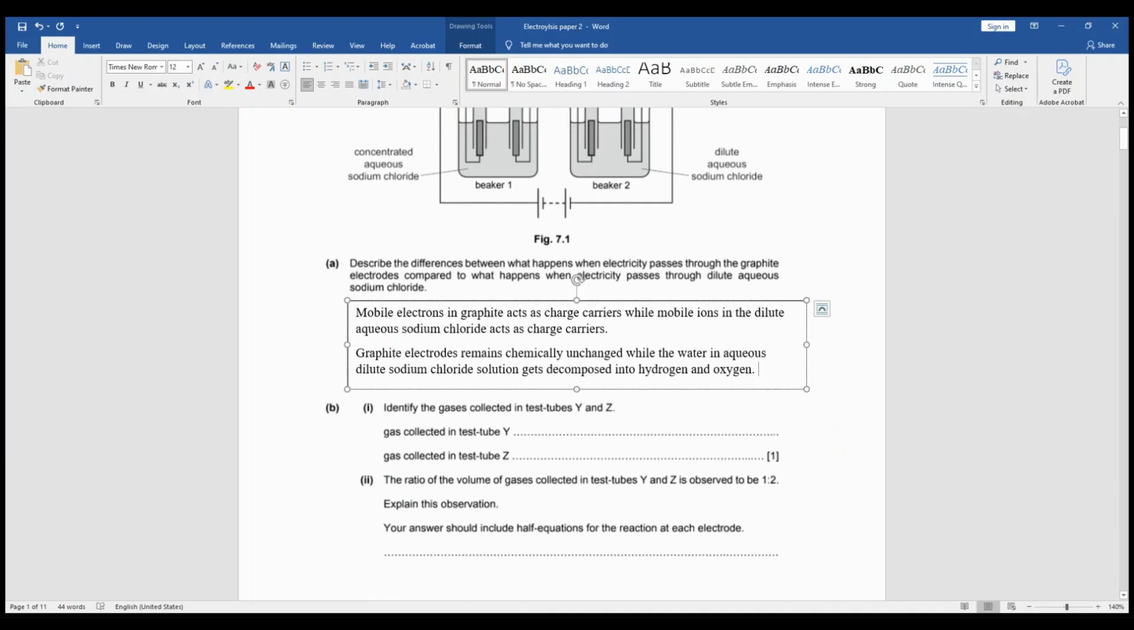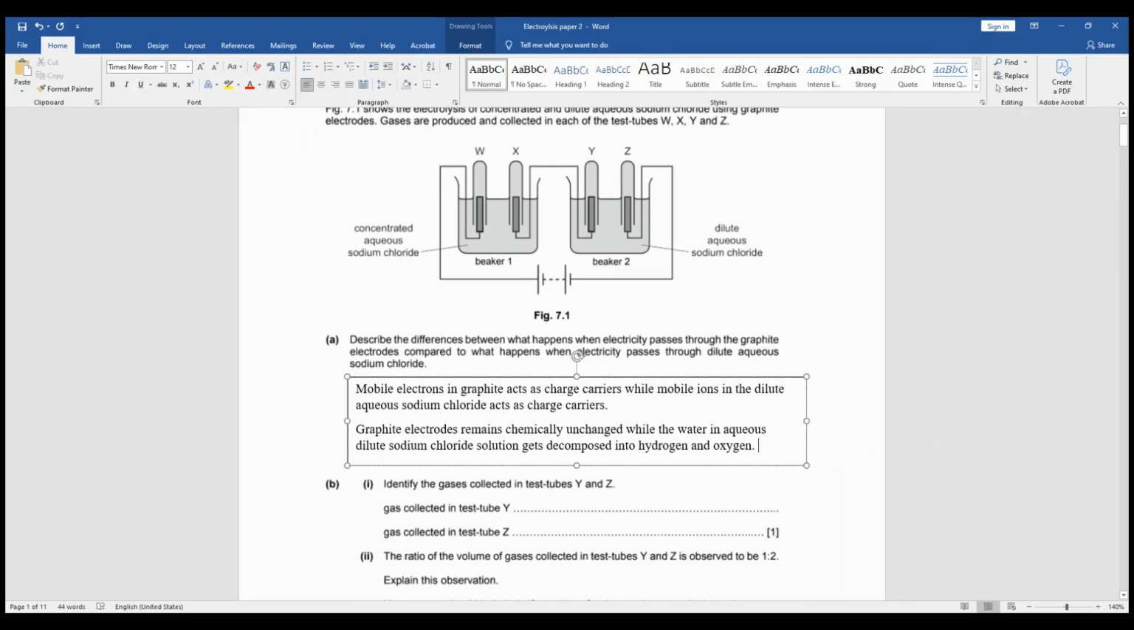Identify the gases collected in test tube Y and Z. So this is dilute aqueous sodium chloride solution. Test tube Y is the positive side, so this is the positive electrode, otherwise known as the anode. Anode should give you oxygen. You should know. So this should be oxygen.